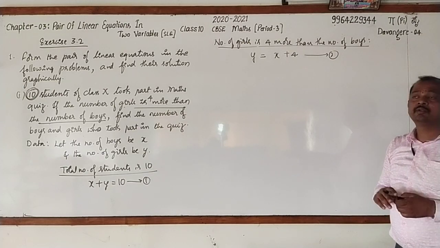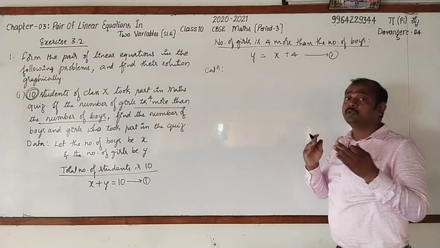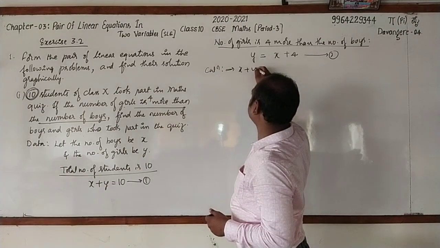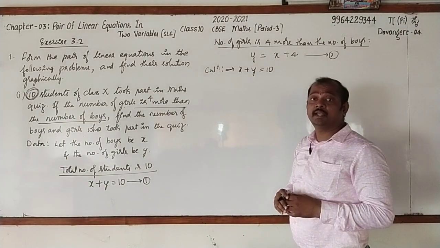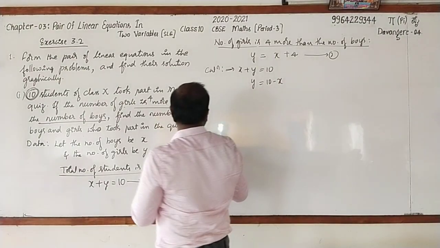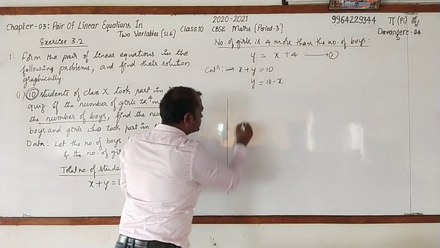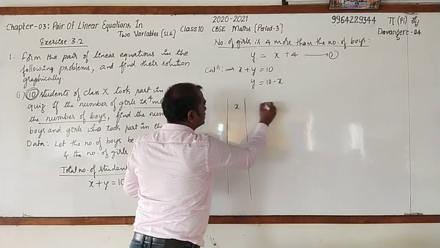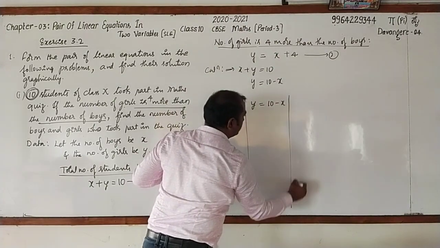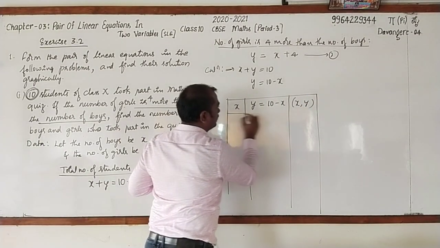Now let us go for drawing the graph. To draw the graph, we need to find out the coordinates with respect to both the equations. The first equation is x plus y equal to 10. In this, you can solve y. Y is equal to 10 minus x. Then here let us go for drawing the table. In this table, first column is meant for x, second column for equation y equal to 10 minus x, third column is for ordered pair, that is x comma y.